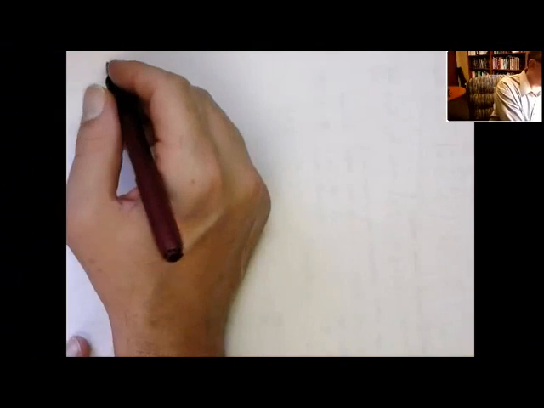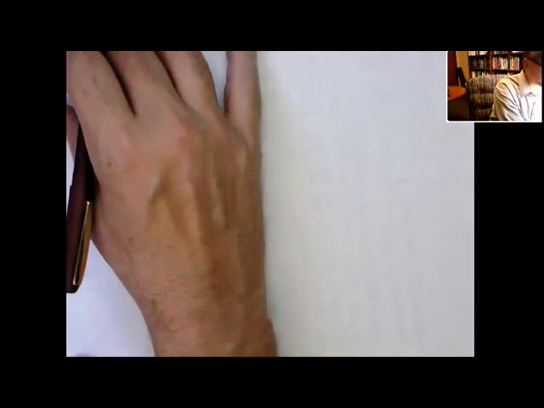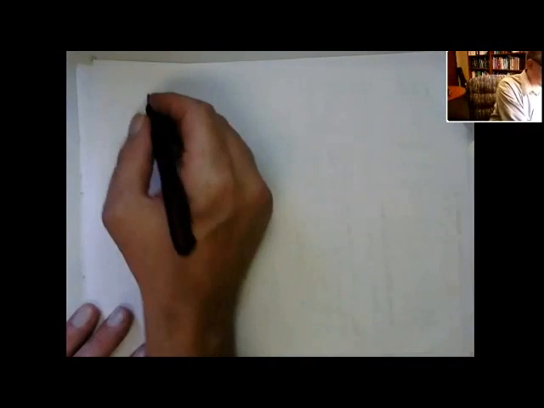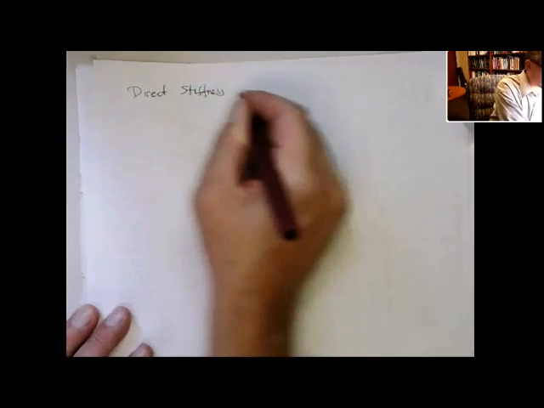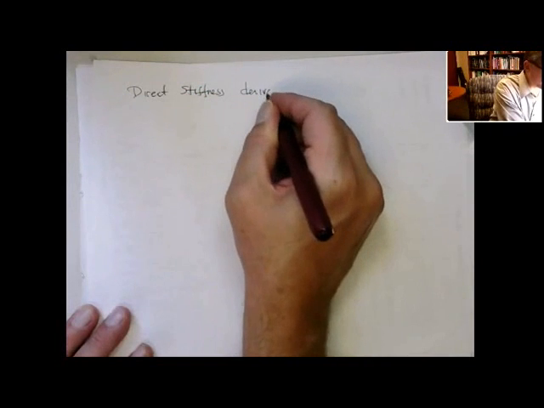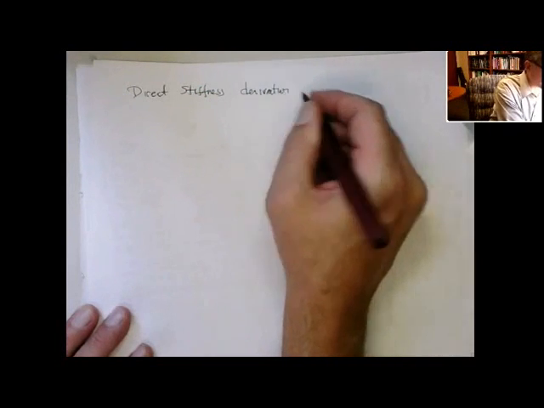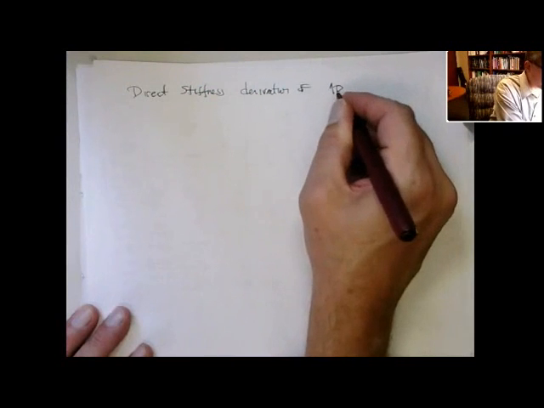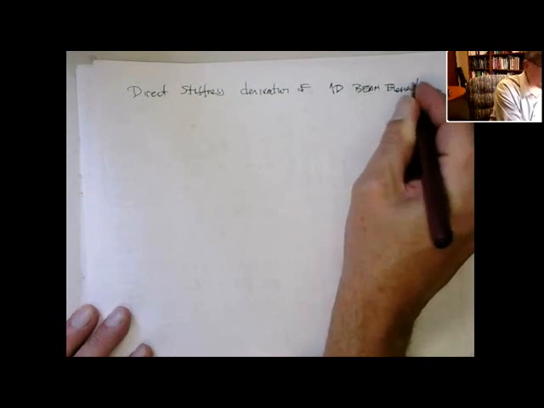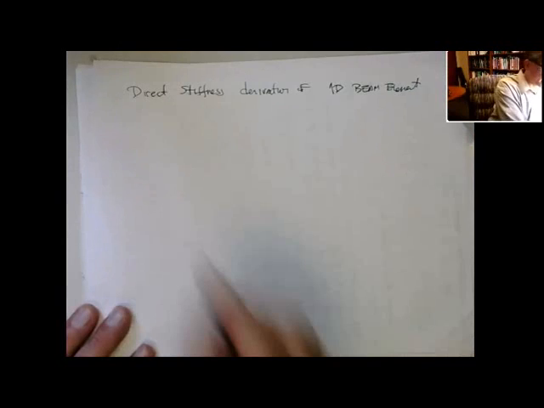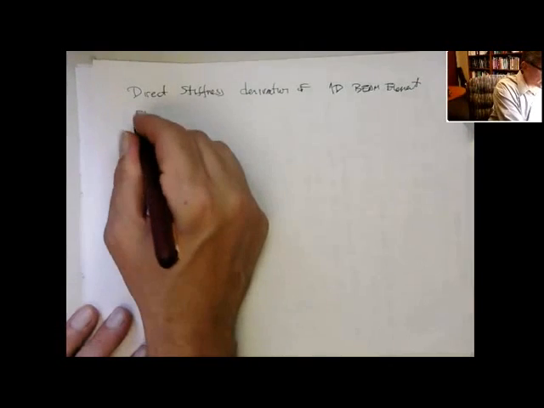Okay, so what I'm going to do here is do this derivation, this direct stiffness derivation. So we're going to derive this 1D beam element, okay? All right, so we're going to get the 4x4 K matrix.